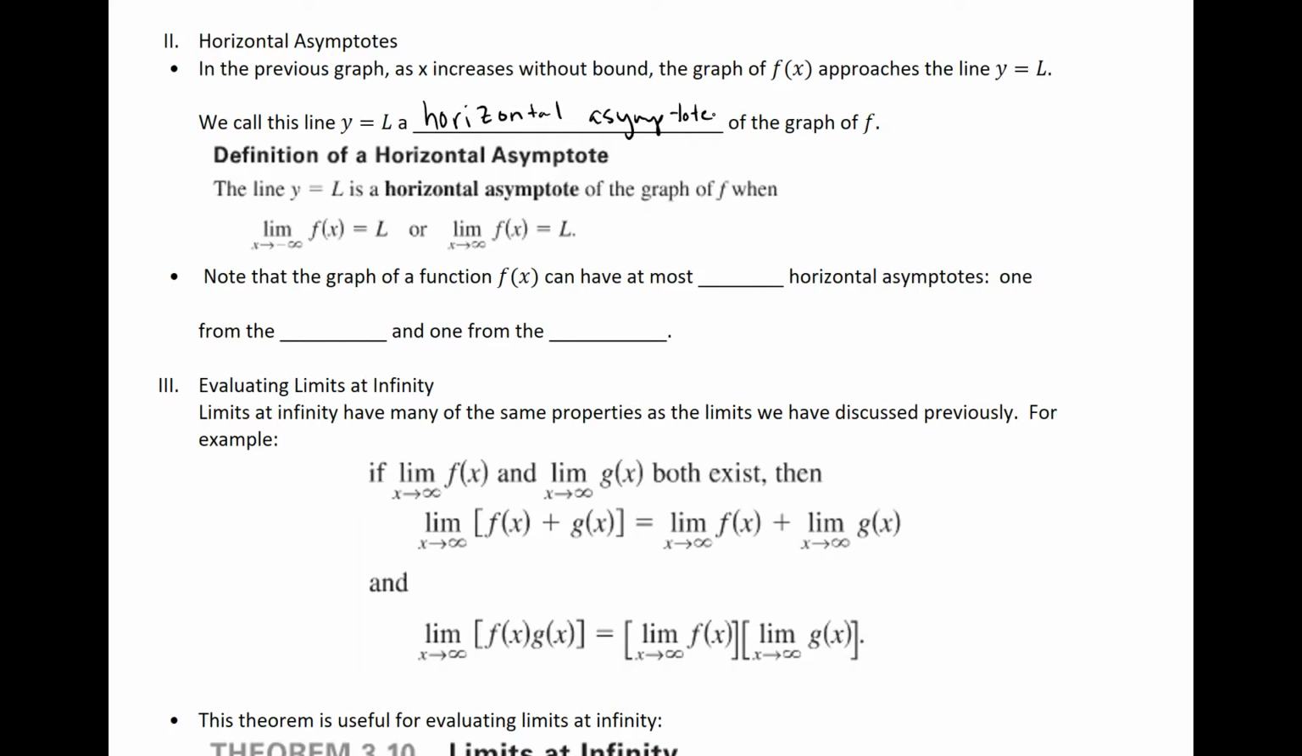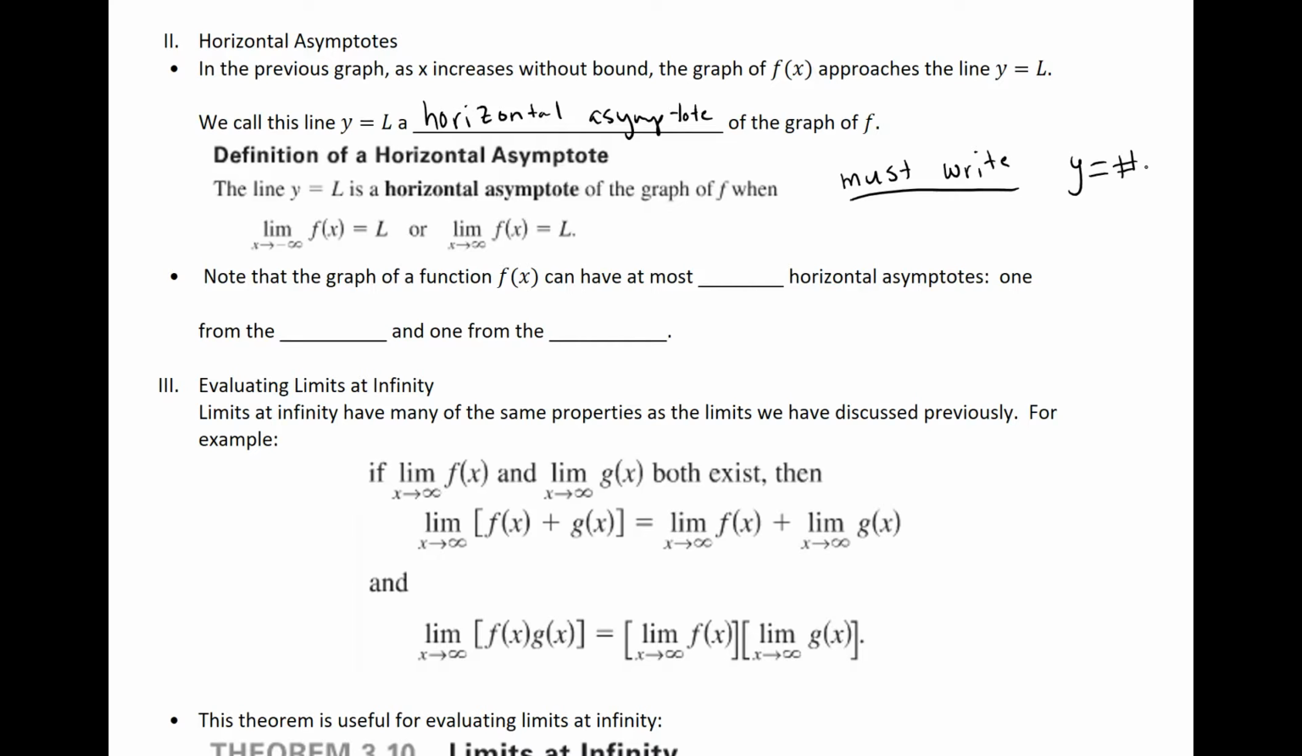Now one thing that is very important if you are answering for horizontal asymptotes, just like vertical asymptotes, you must write y equals. If you don't write y equals and you just give me the number, that is not a correct answer. This is a line. It's not just a number. So keep that in mind, especially when you're working in WebAssign.